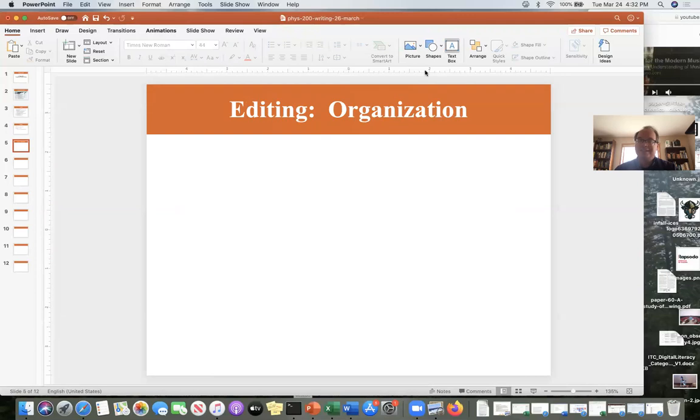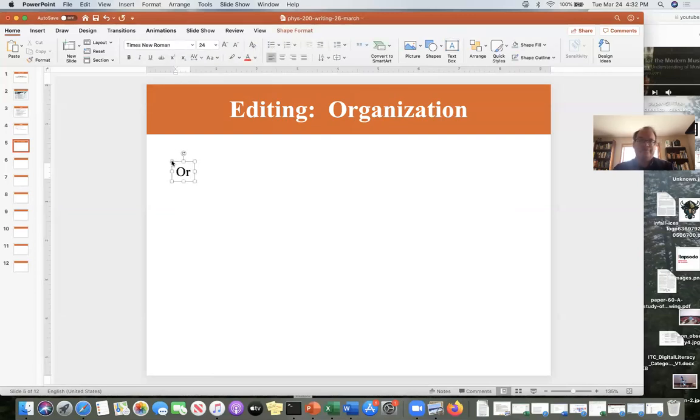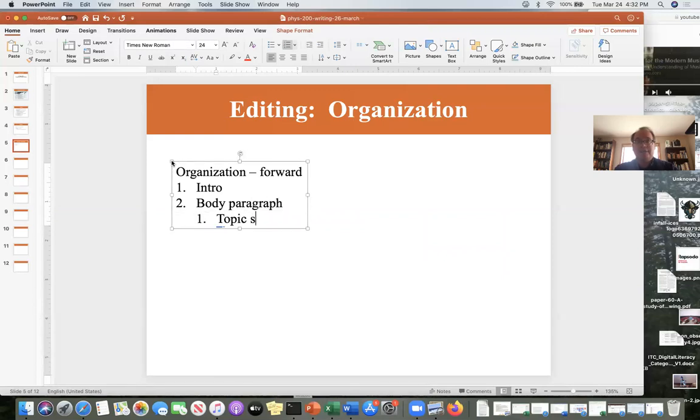Now, remember, let's talk about our forward organization. The idea here is that we have an intro, then we have body paragraph. In the body paragraph, we have a topic sentence, we have evidence, we do an analysis, and then repeat 2 and 3 as necessary.